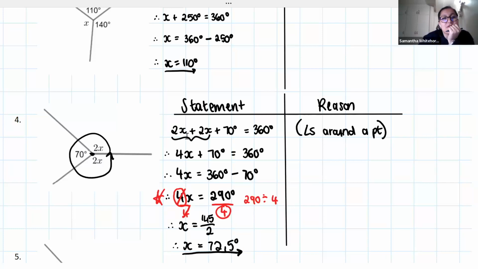Ma'am, is it okay if I first wrote 4x plus 70? Yes, absolutely. Honestly, if you can simplify first, that is winner. I'm just really drawing it out right now. But if you can say 4x equals, even if you said 4x equals 290, not the end of the world, but yes, 4x plus 70 equals 360, perfect. No problem there whatsoever.